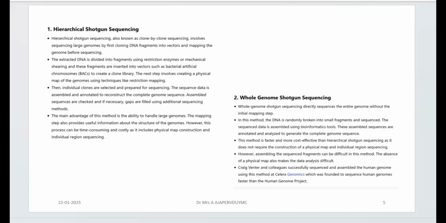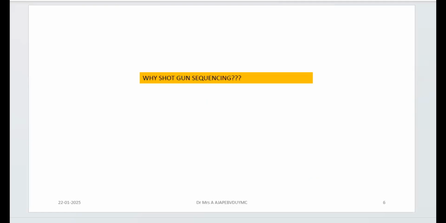And when I'm saying whole genome shotgun sequencing, it is direct sequencing of the entire genome without the initial mapping step, or without putting it into clones, right? So when you are talking about whole genome shotgun sequencing, here you are going to utilize the entire DNA, but how? Such a big long DNA cannot be handled at a given point, right? So you need to fragment it. So random fragmentation is done, and then it is sequenced.